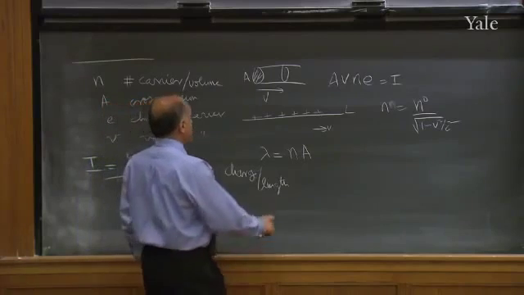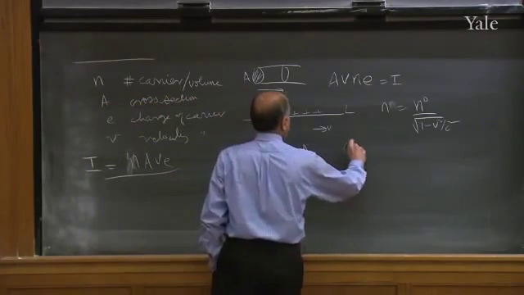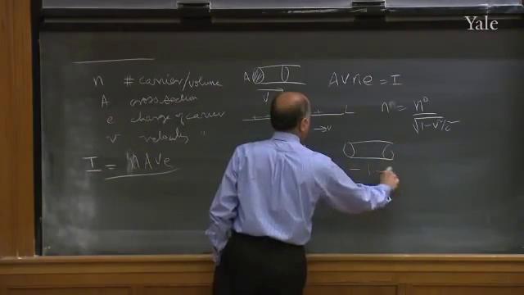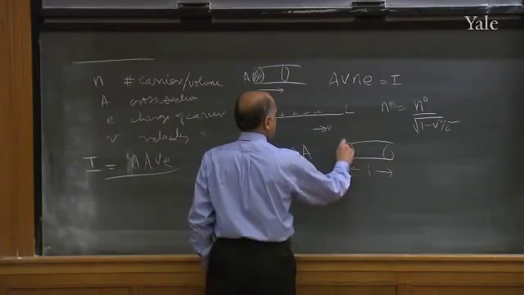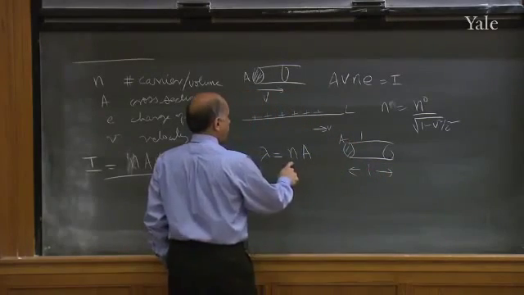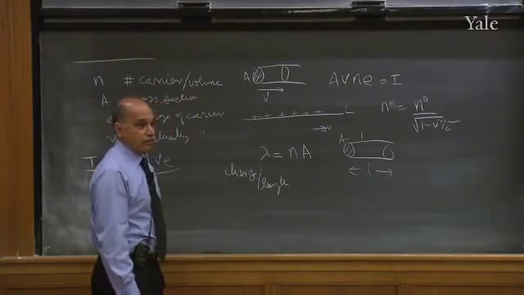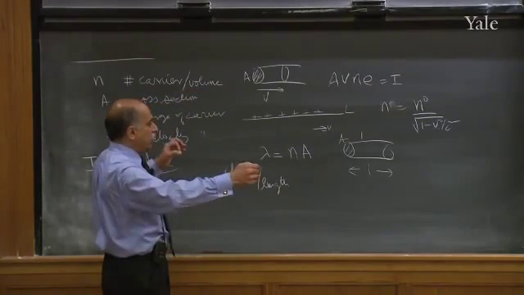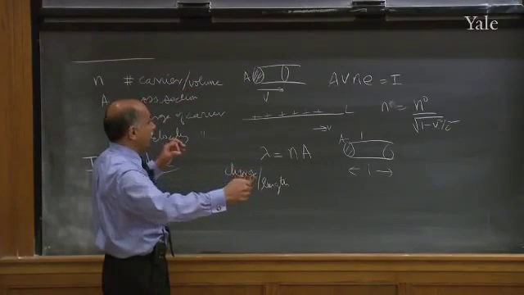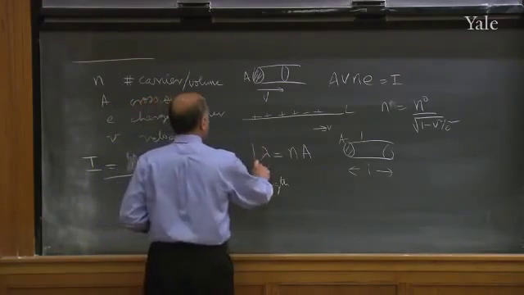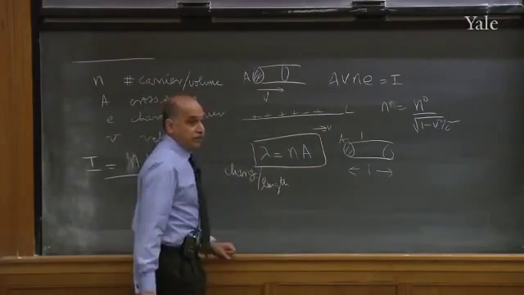That's also easy to understand. If you took a unit length of this wire, the volume of that is just A times 1, and that times the density is the amount of charges there. So if you have a very thin wire, you may like to think about charge per unit length rather than charge per unit volume. And this is the way to go from one to the other.